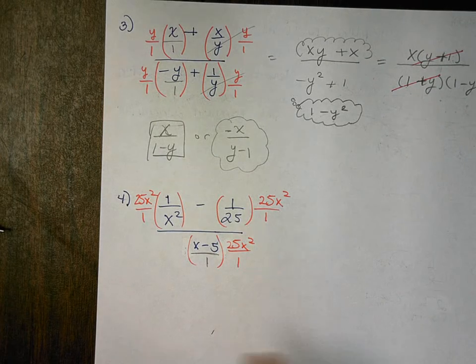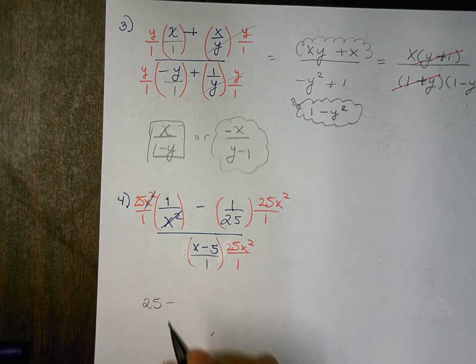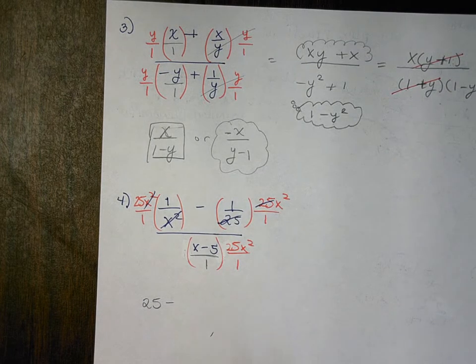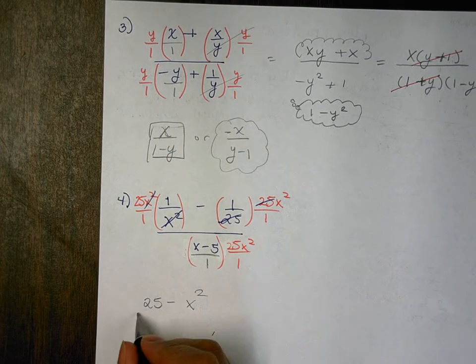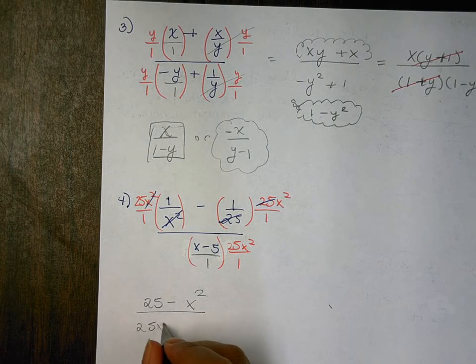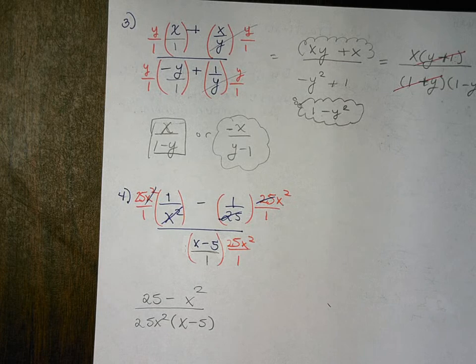Okay, so we are going to reduce. X squared is gone, leaving behind a 25, minus 25 is gone, leaving behind an x squared. And then nothing reduces here, so 25x squared. I'm not going to distribute that 25x squared. The reason not is because I'm going to want to reduce later, so I want to leave it in factored form.